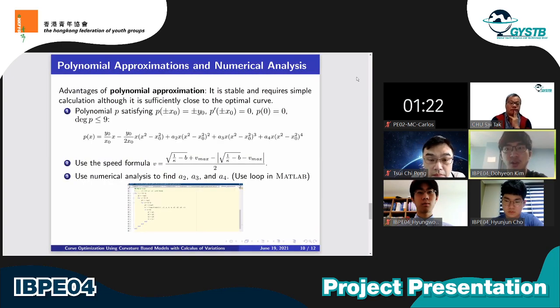We also tried polynomial approximations, and we used the following polynomial P, which satisfies the following conditions and whose degree is less than or equal to 9. We used the following speed formula, and using a loop in MATLAB, we could determine the coefficients of P, A2, A3, A4, which minimize the total travel time.